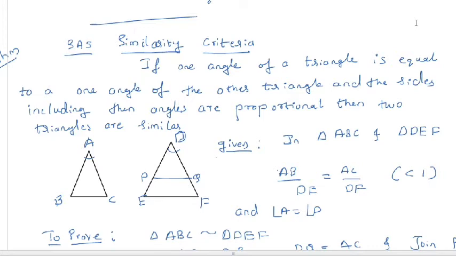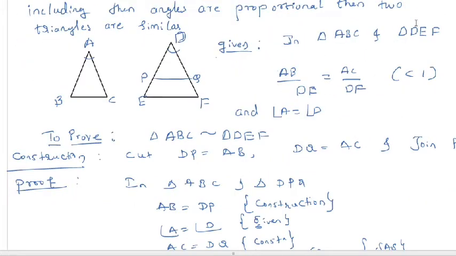What is given? In triangle ABC and triangle DEF, AB by DE is equal to AC by DF, and angle A is equal to angle D. What are we going to prove here? Triangle ABC is similar to triangle DEF. By construction, cut DP equal to AB, which is the same as in previous problems. Now, the proof.